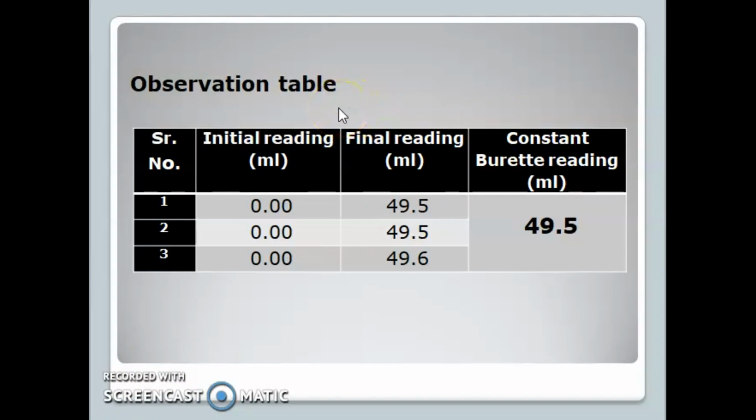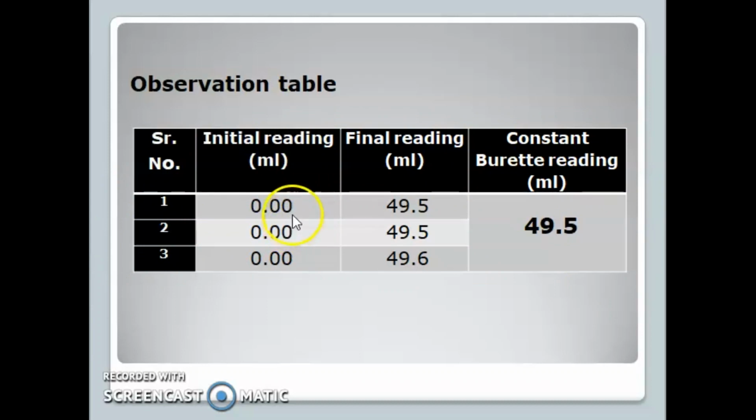Okay, already we have seen the observation, that is the solution present in our flask, burette, indicator and the endpoint. Now we will see the observation table. You have to draw the observation table in such a fashion that it has serial number, initial reading, final reading and the constant burette reading.